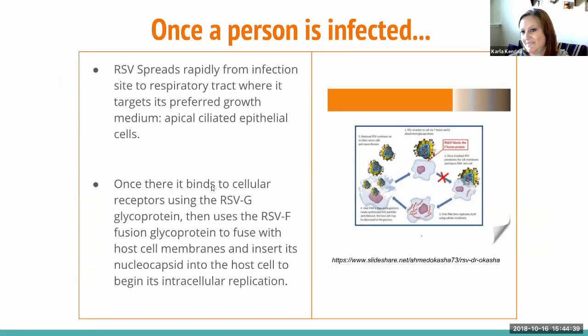Once a person is infected, according to the National Center for Biotechnology Information, or NCBI, once the virus is contracted, RSV spreads rapidly from the infection site to the respiratory tract, where it targets its preferred growth medium, apical ciliated epithelial cells. There it binds to cellular receptors using the RSV-G glycoprotein, then uses the RSV-F fusion glycoprotein to fuse with host cell membranes and insert its nucleocapsid into the host cell to begin its intracellular replication.